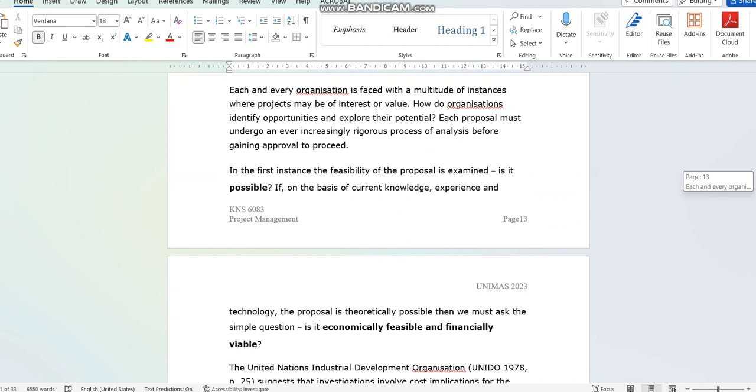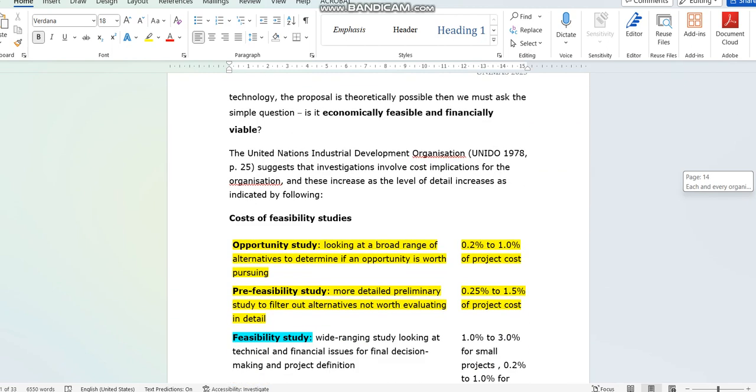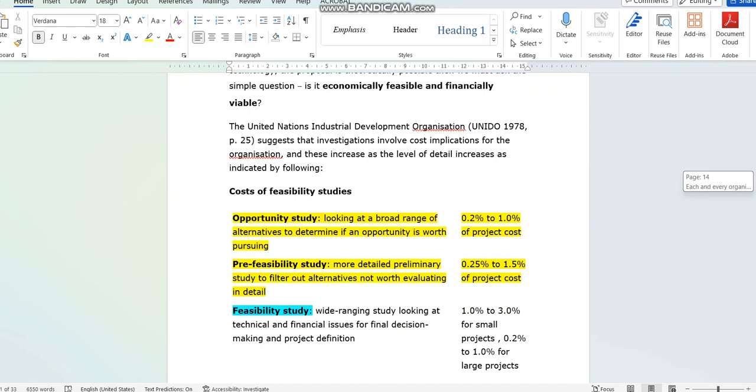Does it make a profit? Does it really bring more benefit than cost? And of course, is it financially viable? Do we have the money to do it? We need to answer these questions. To do all this, some people talk about it under feasibility studies.